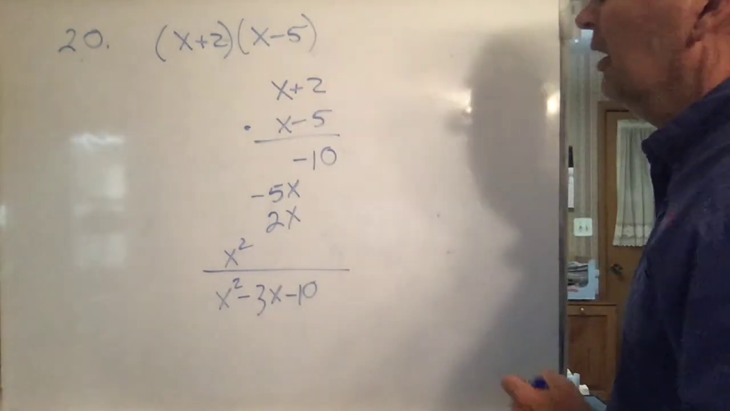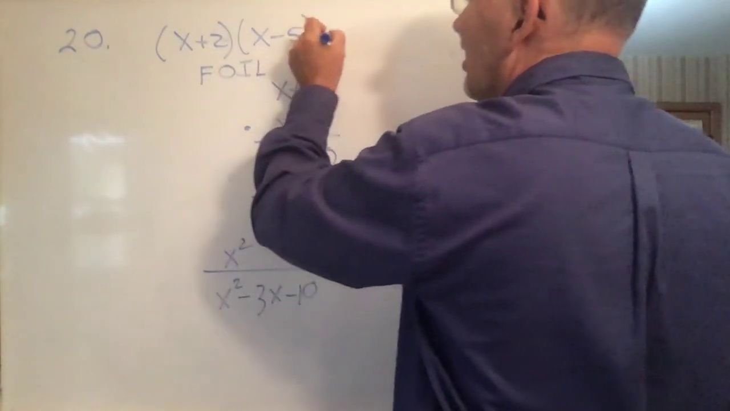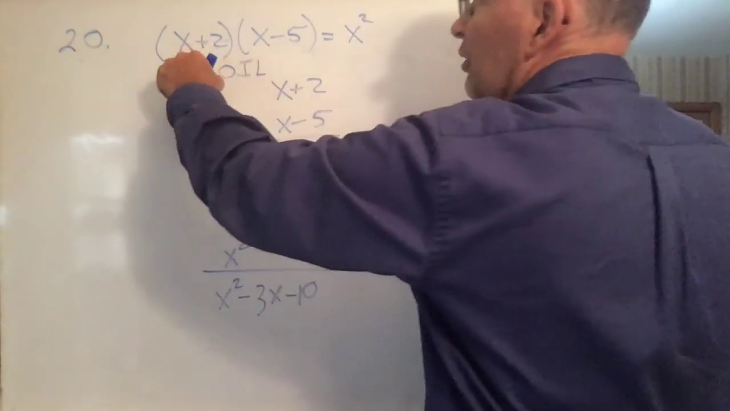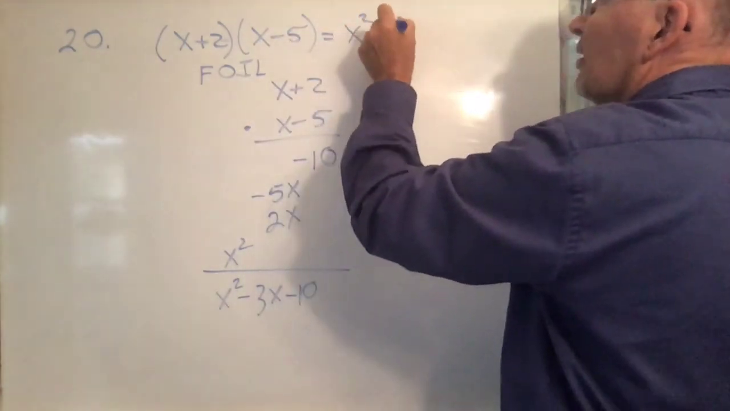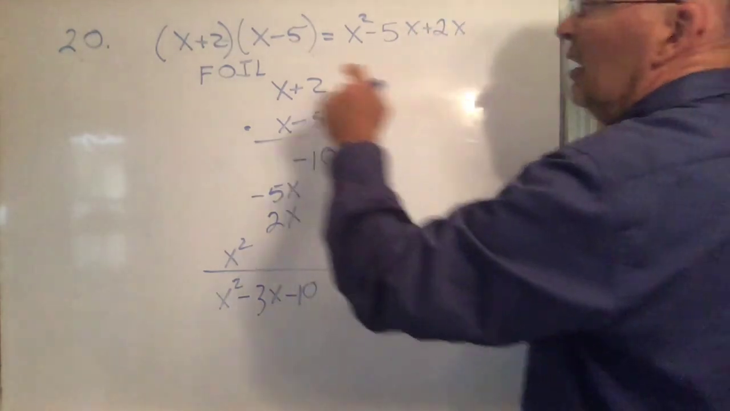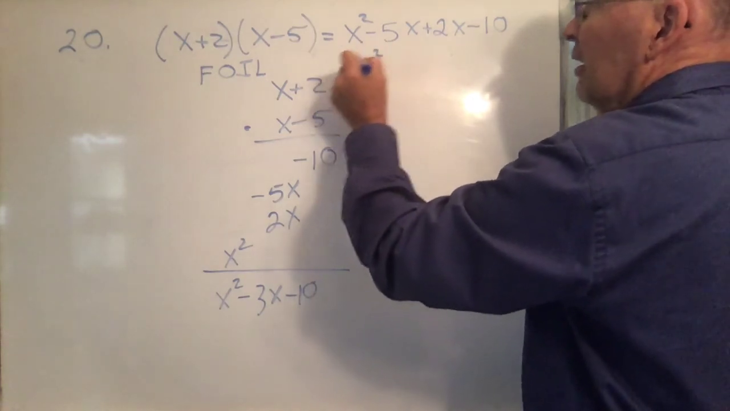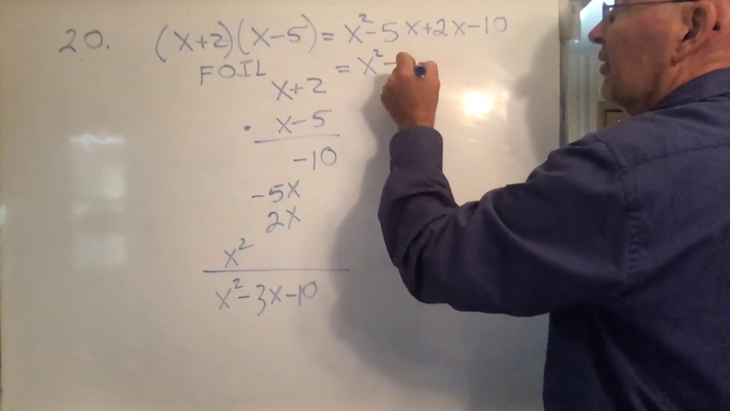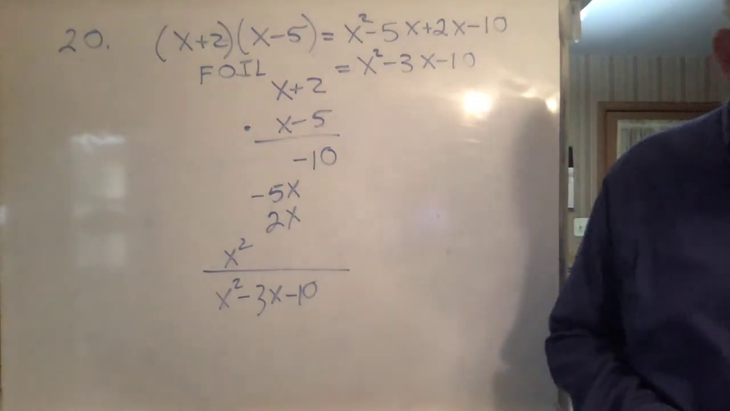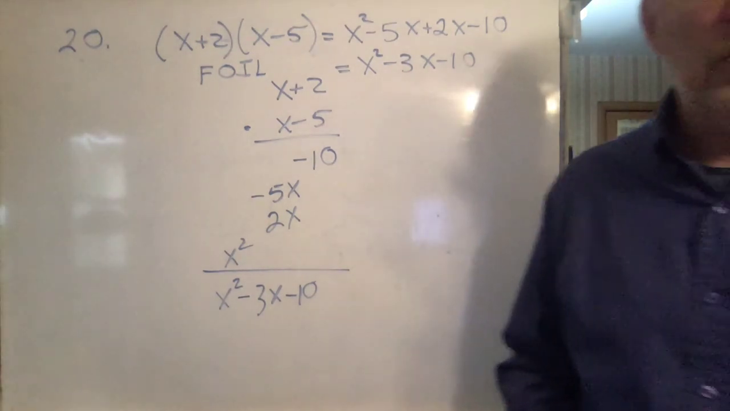So there's my answer. If you use the FOIL method, it amounts to the same thing. First is x times x is x squared. Outer is going to be a negative 5x. Inner is going to be a positive 2x. And finally, the last is going to be minus 10. So it's going to be x squared minus 3x minus 10. Same thing I got there. Okay, very good. So that is up to number 20. So in the next video, we will do 21 through 30.